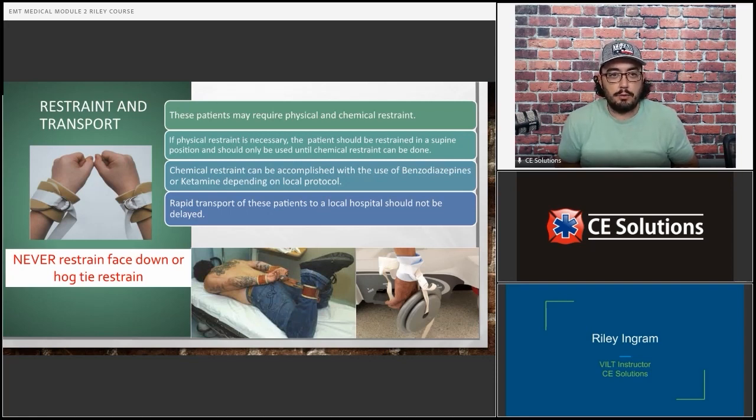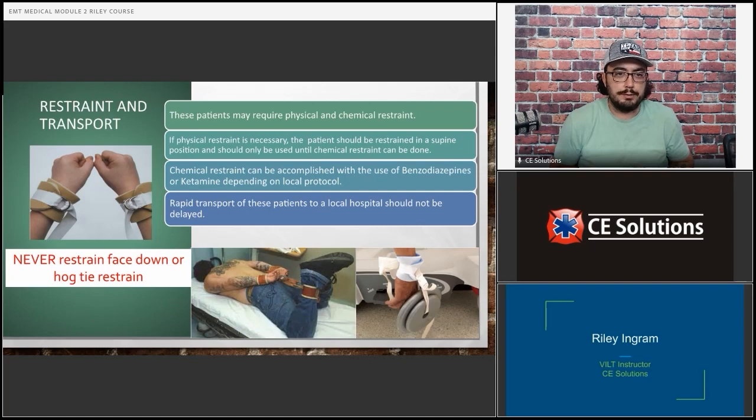These patients may require physical and chemical restraint. If physical restraint is necessary, patients should be restrained in a supine position and it should only be used until the chemical restraint can be done. That's going to be protocol driven. Some protocols state that once you put the restraints on, they don't get taken off until the hospital. But that's all going to depend on where you work.